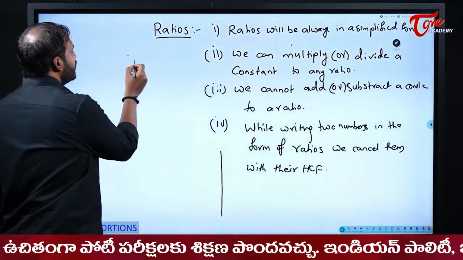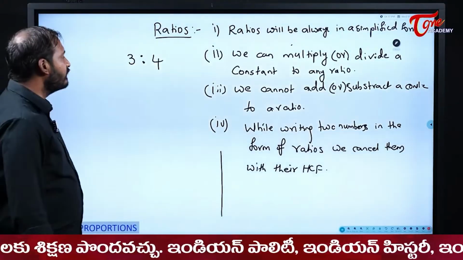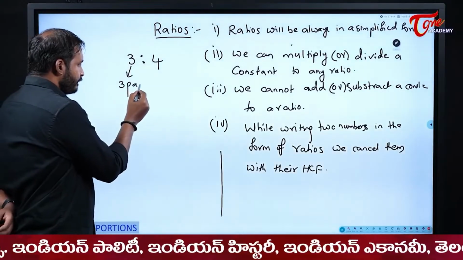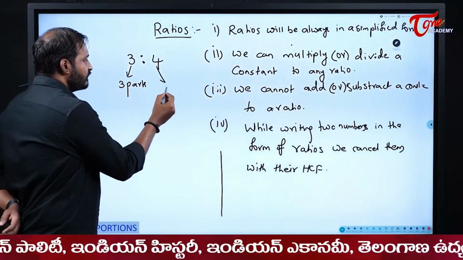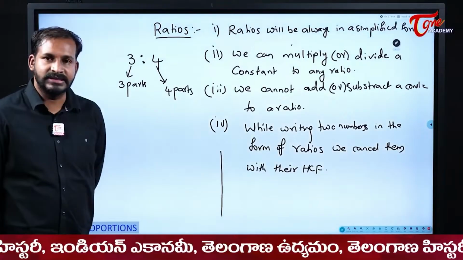Next one. If two numbers are in the ratio of 3:4, then this 3 we call as 3 parts, and this 4 we call as 4 parts. 3 parts and 4 parts.